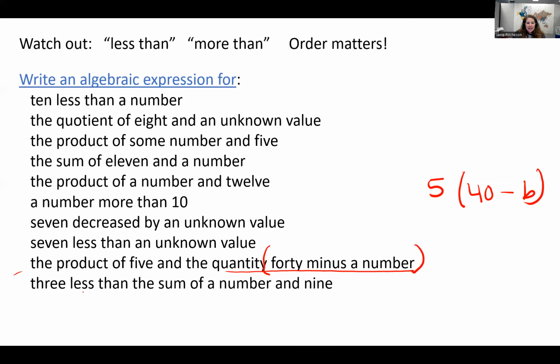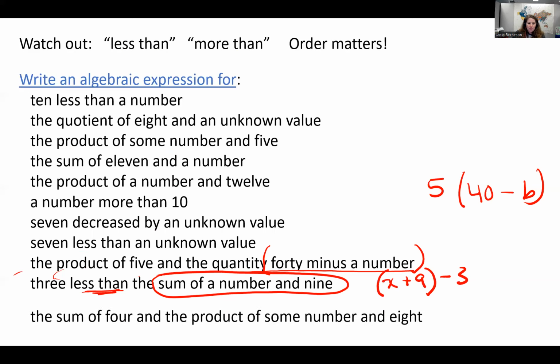3 less than what? The sum of a number and 9. All right, so the sum of a number and 9. So a number plus 9. That's the sum of a number and 9. And then 3 less than that. So that would go to the back, and what's in the back comes to the front because less than is reverse order.